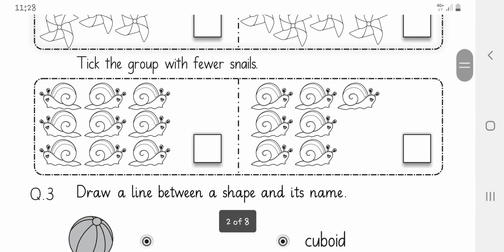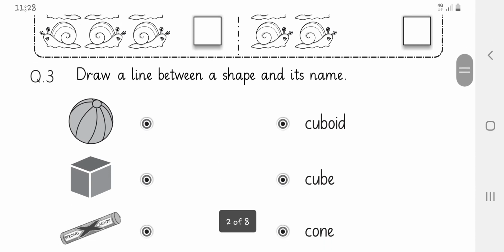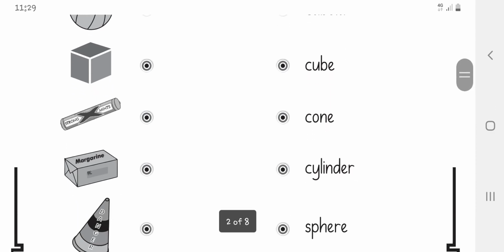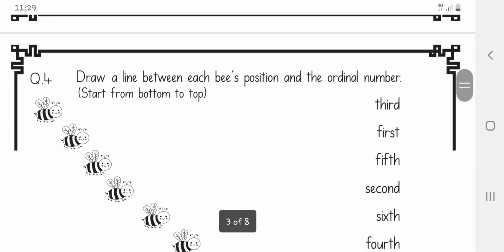The second part is tick the group with fewer snails. Again, if they count, fine. If they don't count, fine, as long as they understand the question and they understand the concept of more and fewer. Question number 3 is draw a line between a shape and its name. The students have done 3D and 2D shapes by now, and they also know the names of these shapes and the spellings of the names. So they just have to look at the shape and draw a line to the name.